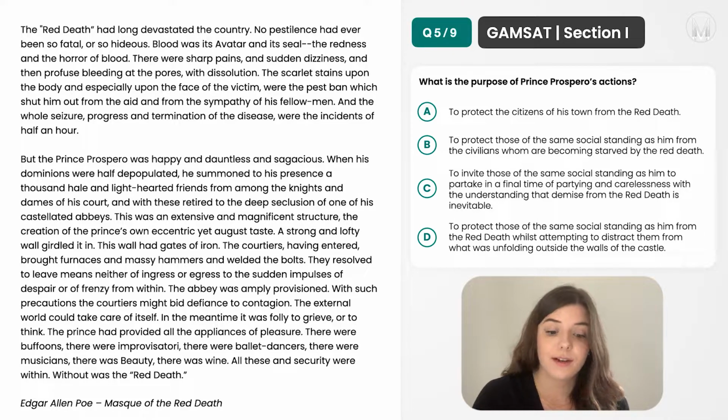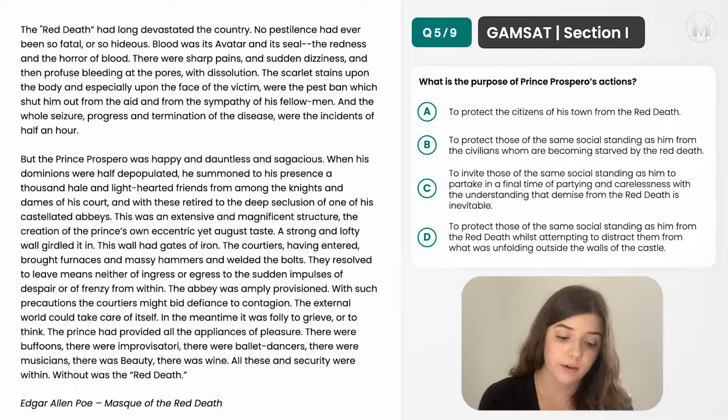So question 5 asks, what is the purpose of Prince Prospero's actions? So if we look at the options, A, to protect the citizens of his own town from the Red Death. So we know that it's not just his citizens who have been allowed to enter and then have the walls closed to the others. It's actually just his aristocrats, and we know that from the start of paragraph 2. So when his dominions were half depopulated, he summoned to his presence 1,000 hale and light-hearted friends from among the knights and dames of his court.